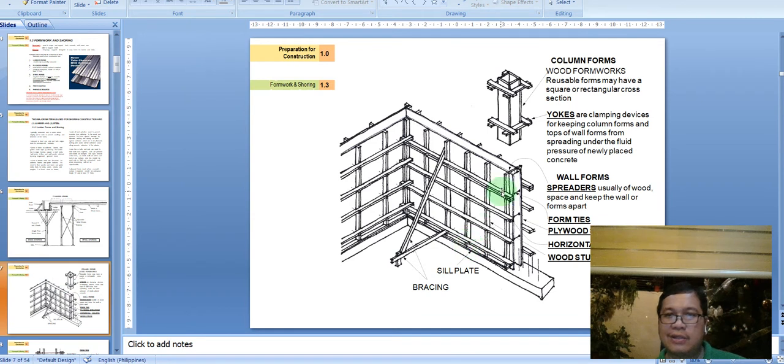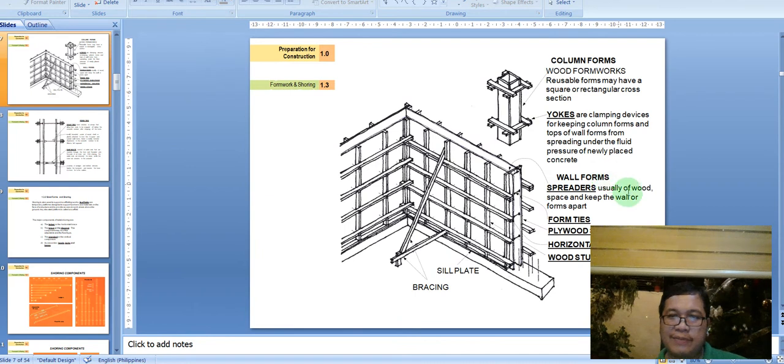Okay, so this is another example of wood forms. So we have here the wood formworks, and in between here you're going to pour the concrete to shape it in a square. So you have here your yokes, your clamping devices for keeping column forms and tops of wall forms from spreading. Okay, then if you're going to use it for your walls, you have your wall forms.